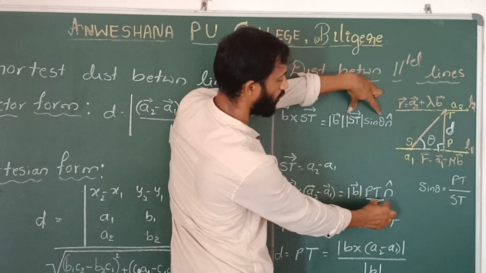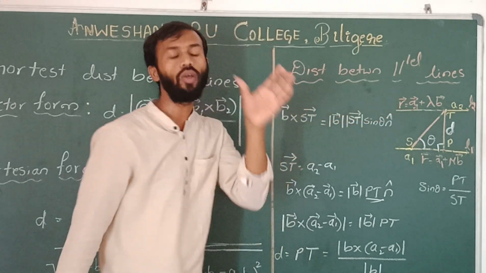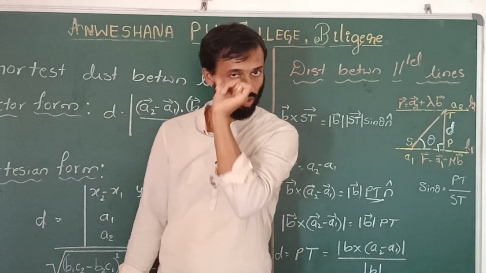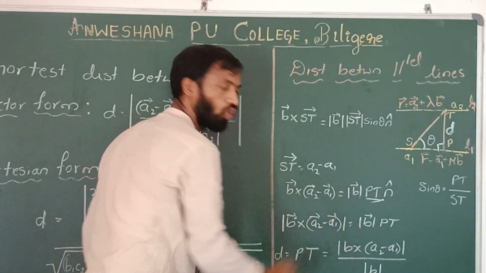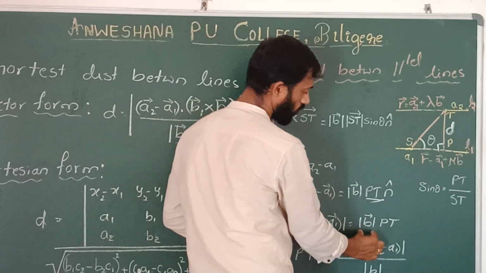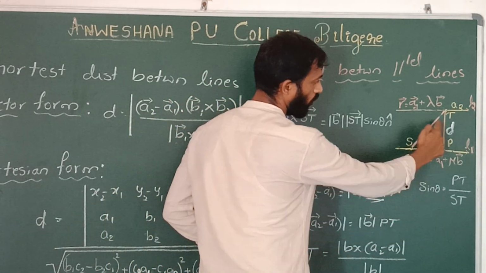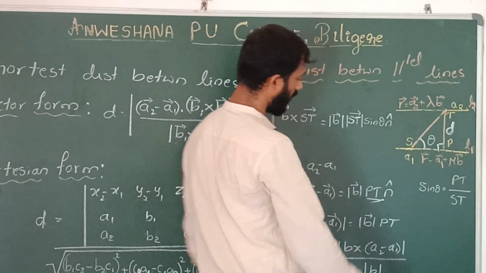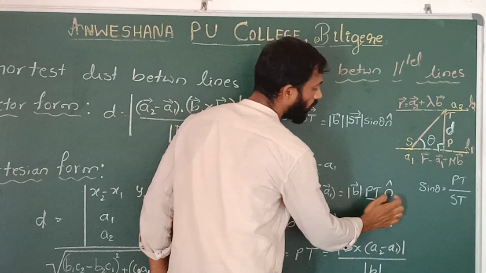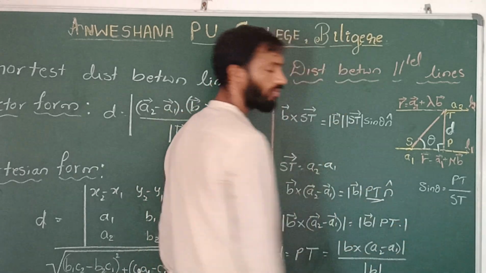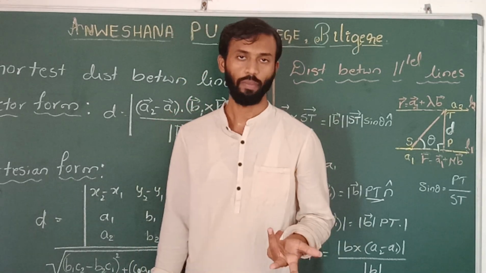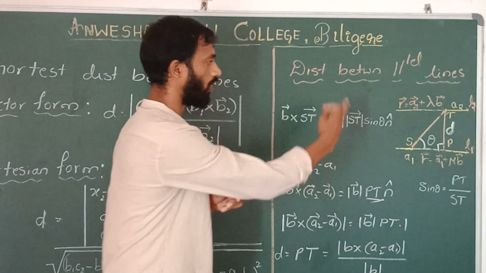Magnitude of S T into sin theta is nothing but P T into sin theta. Now let me take the magnitude of these both. So now when you take the magnitude of these both, I will be getting the magnitude of B as usual, and P T is the distance between these two lines, L1 and L2. That's nothing but, you can write magnitude also. So it is nothing but 1. Magnitude of n cap is 1 because it's a unit vector which is perpendicular to both.